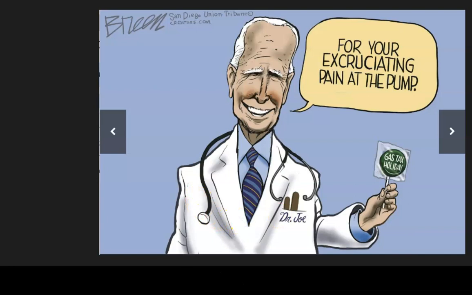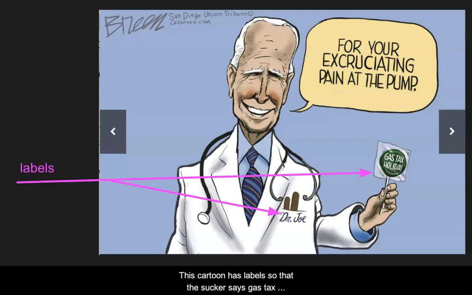Also, this political cartoon has labels. So the sucker says gas tax holiday, and his coat says Dr. Joe. And that just helps us understand a little bit what is going on. And specifically, now we know this cartoon has something to do with the gas tax holiday.